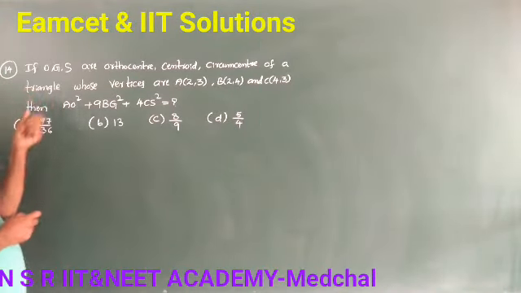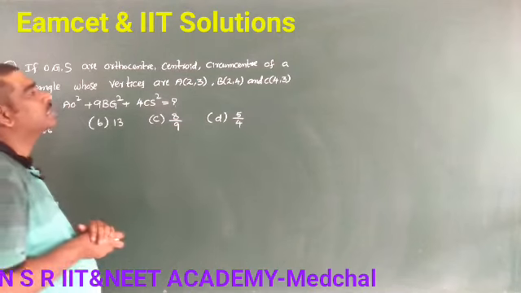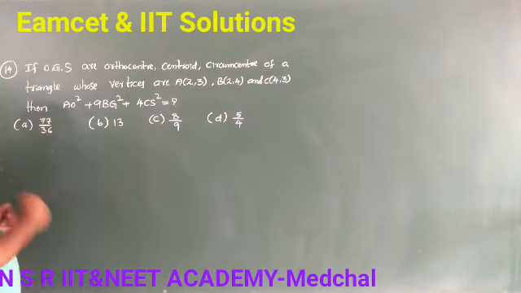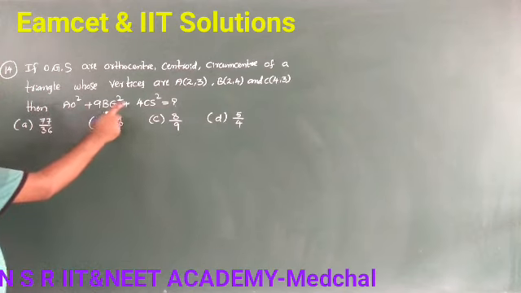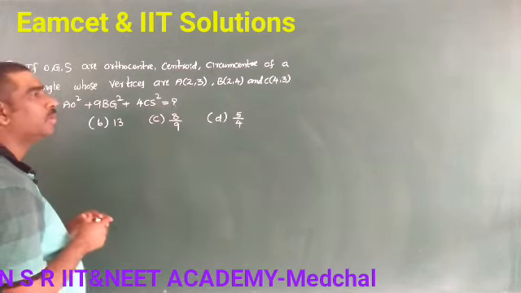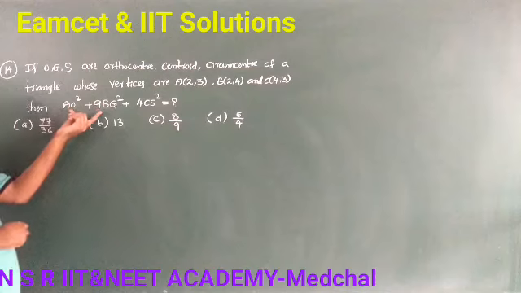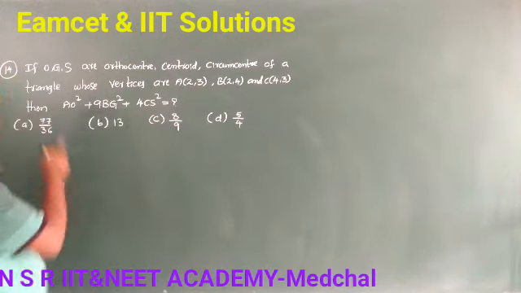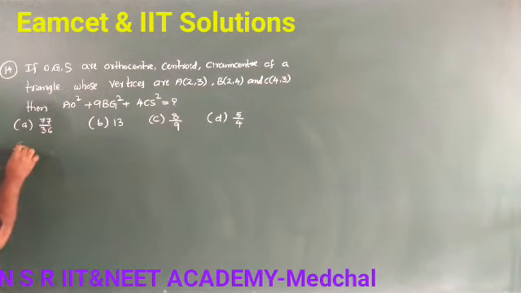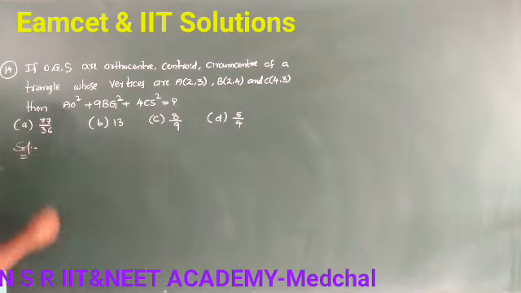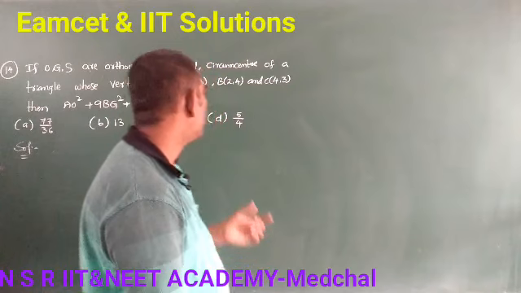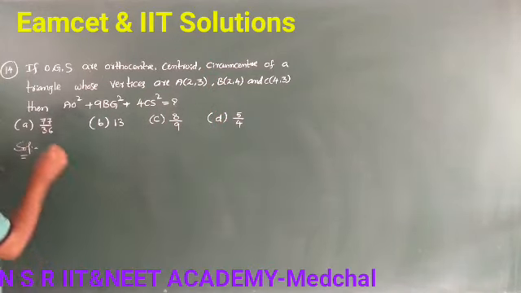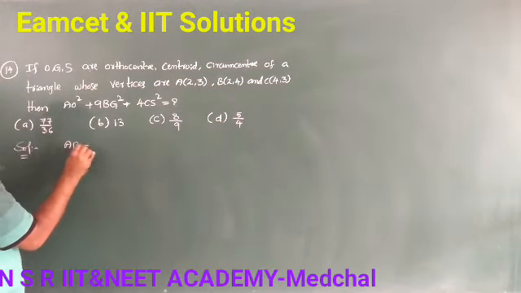So next question: if O, G, S are the orthocenter, centroid and circumcenter of a triangle whose vertices are A, B, C, then AO square plus 9 BG square plus 4 CS square equals how much? Before we find this value, we need to find the values of O, G, S. In our question the vertices of a triangle are given, so do these vertices form a right angle triangle or an equilateral triangle? First we need to find that. So find the distances AB, BC and CA.